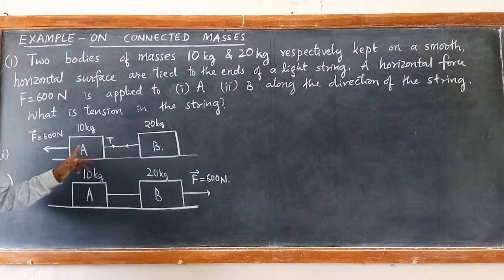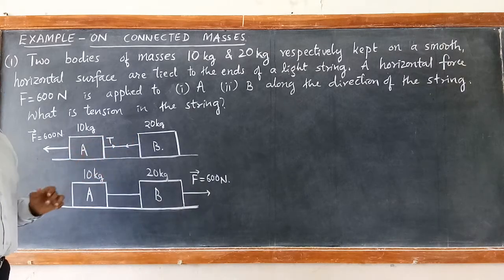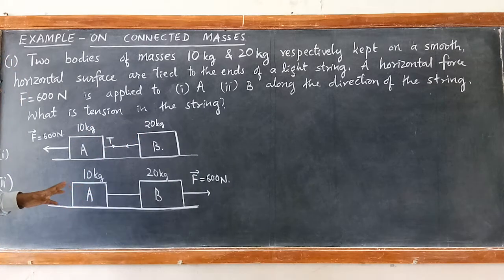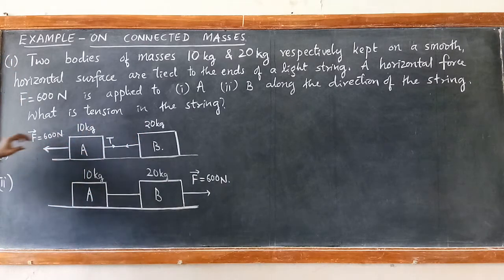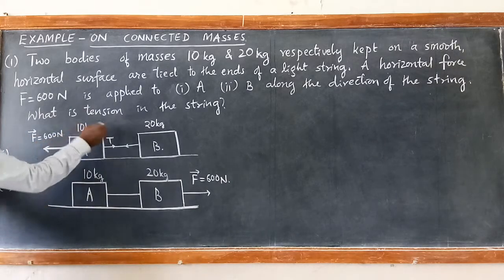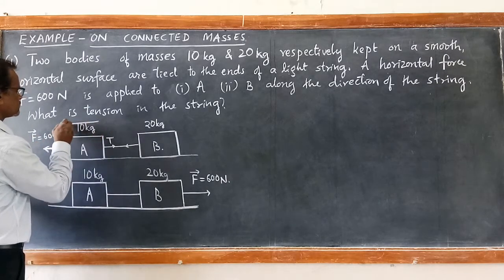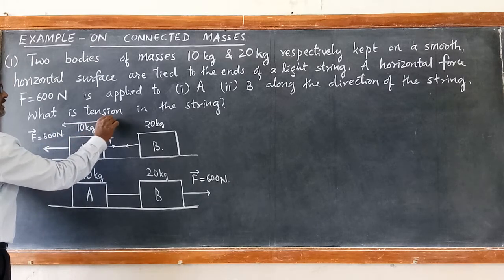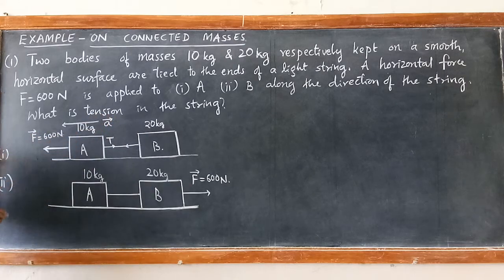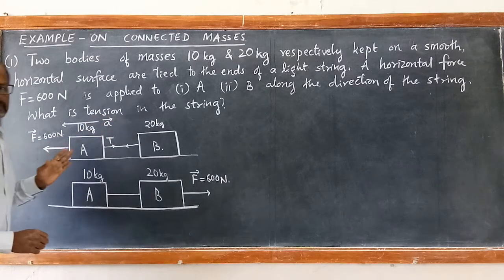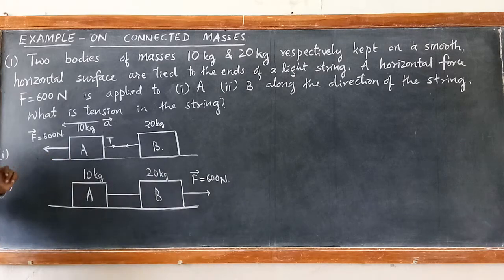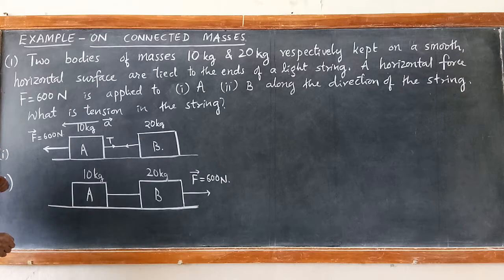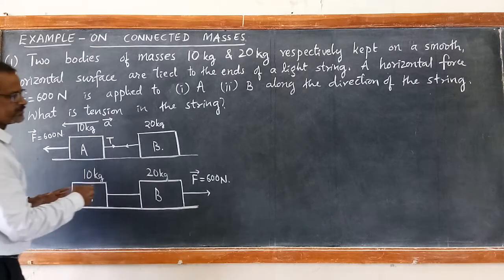So first let us calculate the total mass of the connected bodies. Total mass becomes 10 plus 20, 30 kg. When you apply the force in this horizontal direction, both together will move in the direction of the applied force with an acceleration A according to Newton's second law. Force is directly proportional to acceleration, the product of mass and acceleration. So acceleration will be towards the left side in the first case. In the second case, acceleration will be towards the right side.